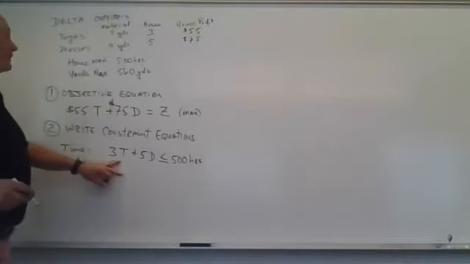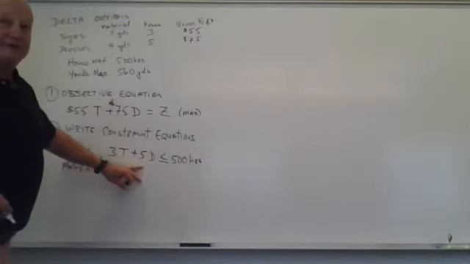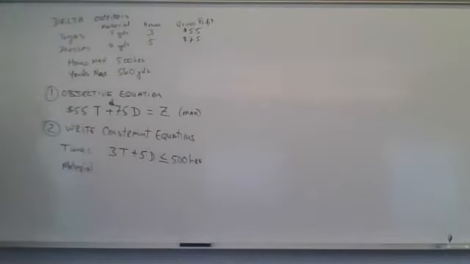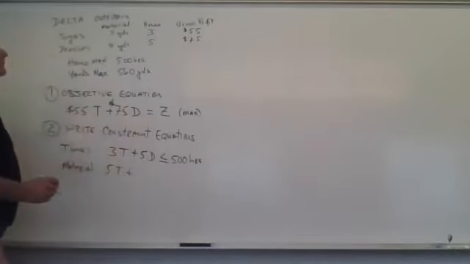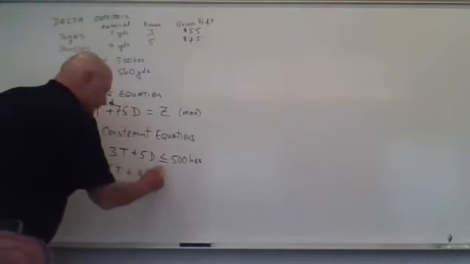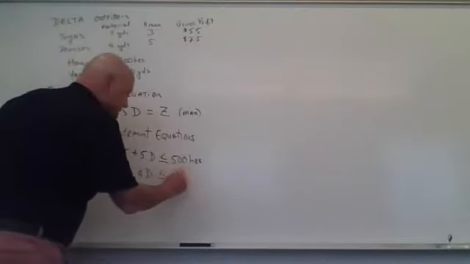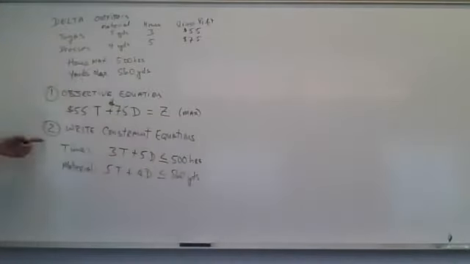Okay, I'll say that again. 3 hours for each toga and 5 hours for each dress cannot exceed 500 hours. Similarly, with the material constraint, we need 5 yards of material for each toga plus 4 yards of material for each dress, and that cannot exceed 560 yards. So there are our two constraints.